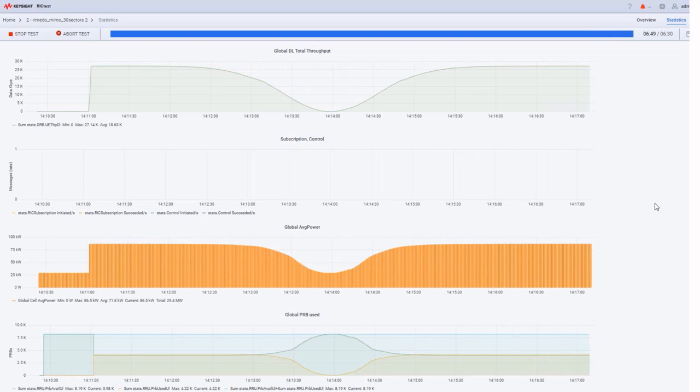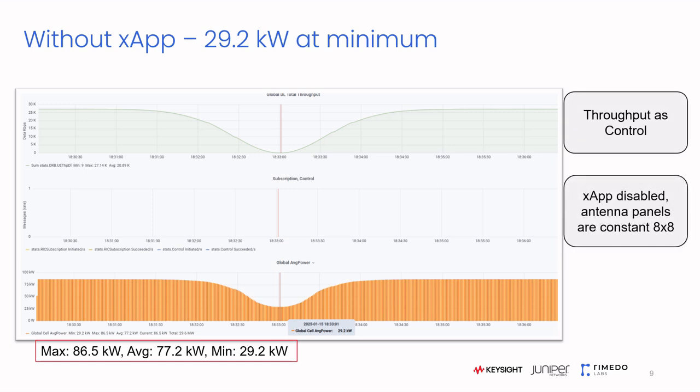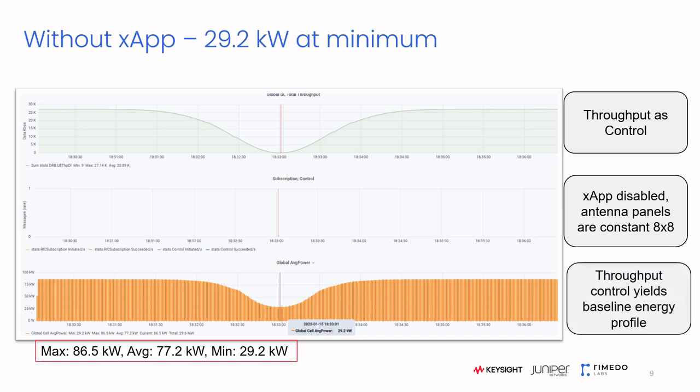Let's review the simulation result. In the scenario without application onboarded, we applied the throughput as a control. We do not see control messages because the xApp is disabled, and all antennas are running at a constant 8x8, consuming the most energy. This control yields a baseline energy profile.